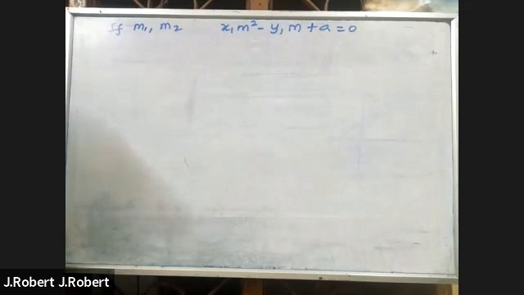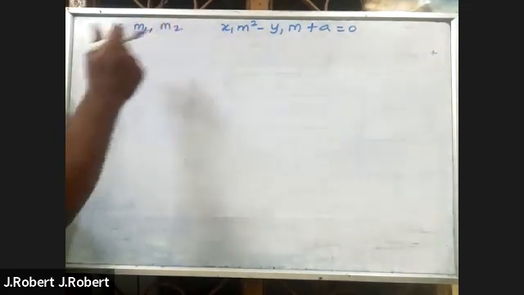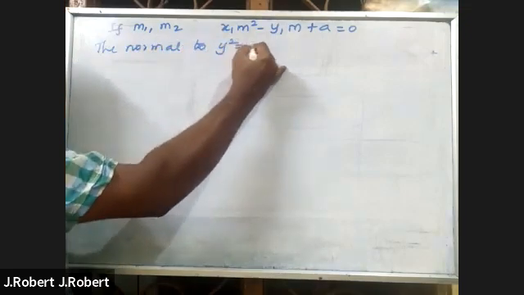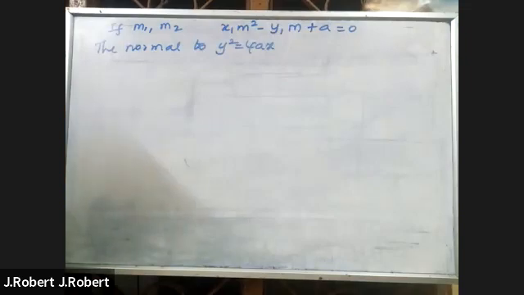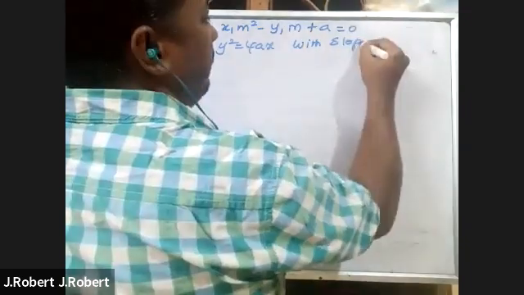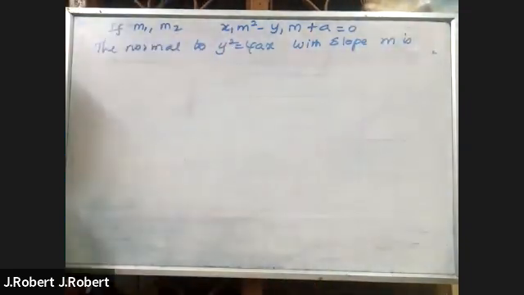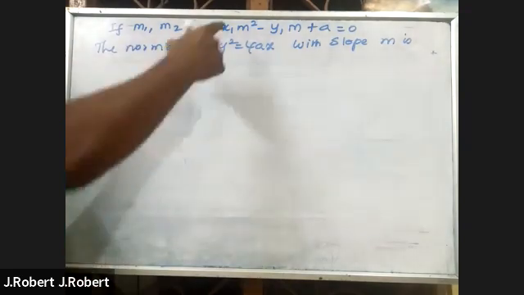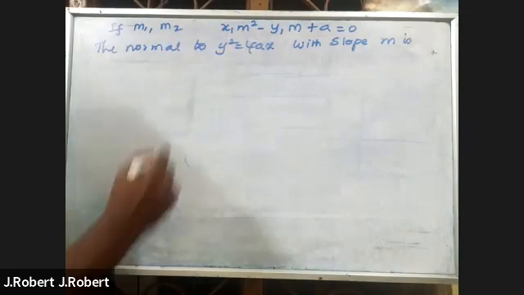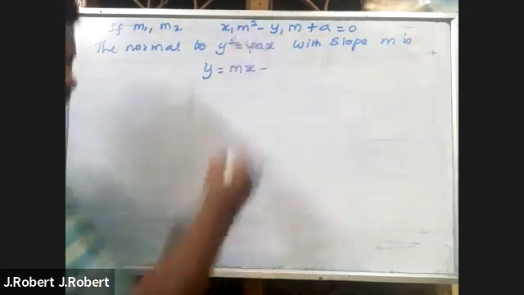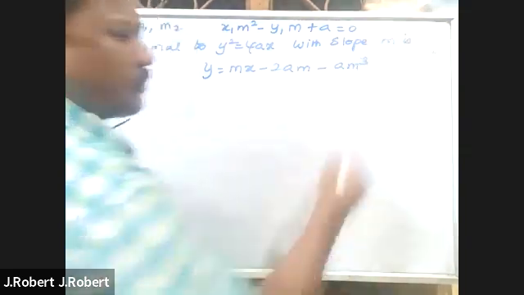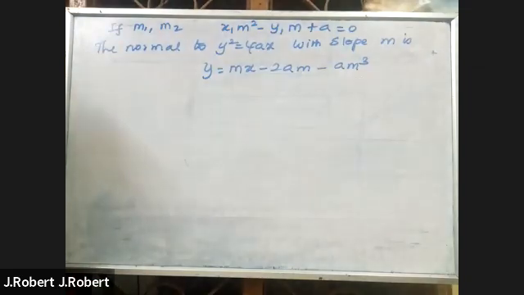Now we saw the tangent; here the normal. The normal to the parabola y squared equals 4ax with slope m has the equation: y equals mx minus 2am minus am cubed. This is one of the very important results in parabola, finding the normal.